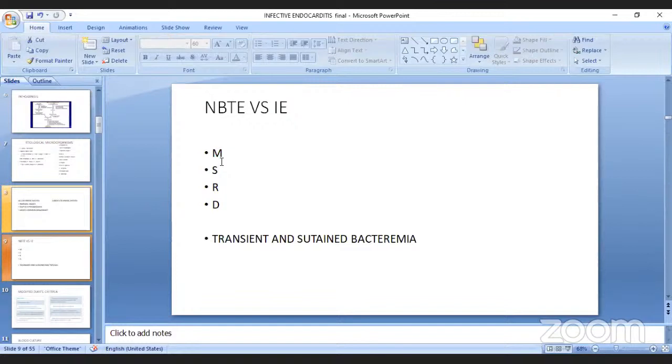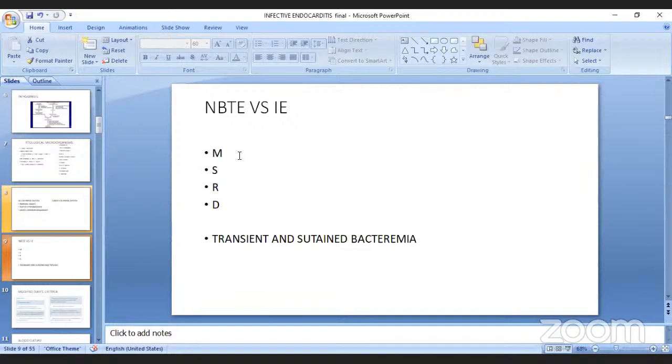You have to remember it is MSRD, that means mitral regurgitation, aortic stenosis, aortic regurgitation, and the last one is VSD, ventricular septal defect. So the most common regurgitant pathology for NBTE is mitral regurgitation. The other ones are aortic stenosis, aortic regurgitation, and VSD.